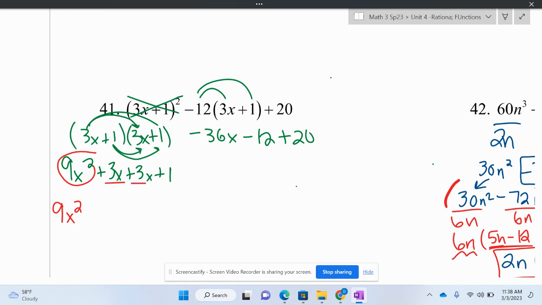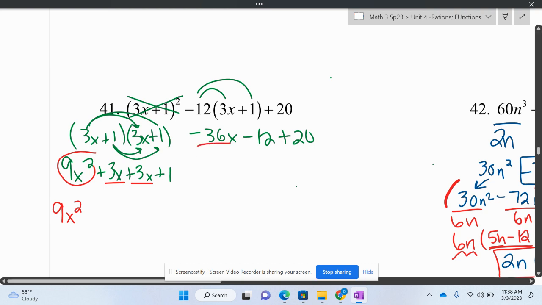Okay. Now let's look at my x's. I have 3x plus 3x, which is 6x, minus 36x. What's 6 minus 36? Negative 30x. Okay. And then I have a positive 1 minus 12. What's 1 minus 12?